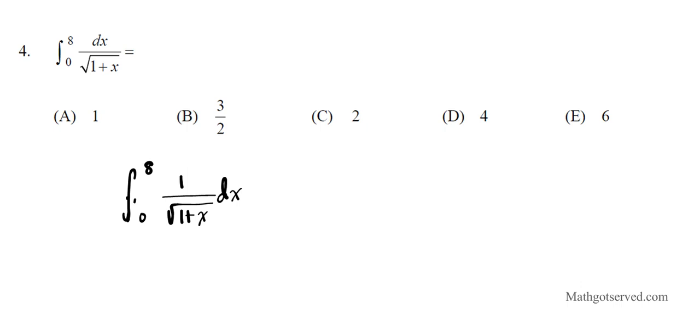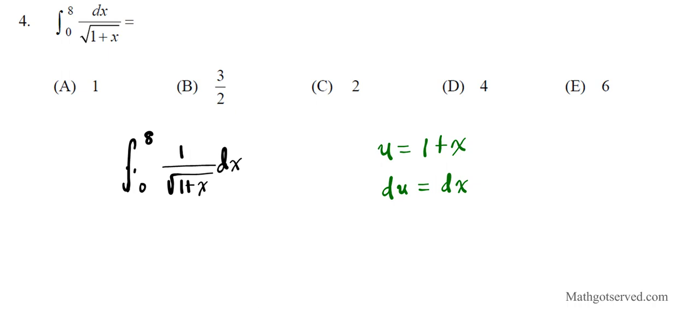So let me show you what I'm talking about here. I'm going to have u be, this is green, the radicand, which is 1 plus x. And note, if I differentiate this, du is simply going to be the derivative of 1, which is 0, plus the derivative of x, which is 1, dx. So if I make that substitution, I'm just left with dx, and then I can replace that with du without any problems.